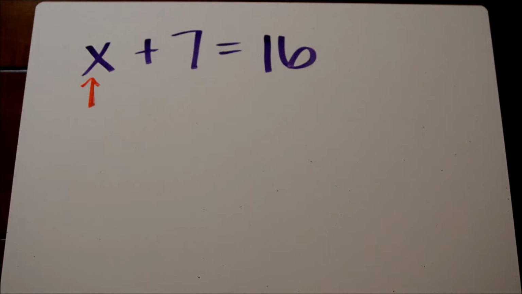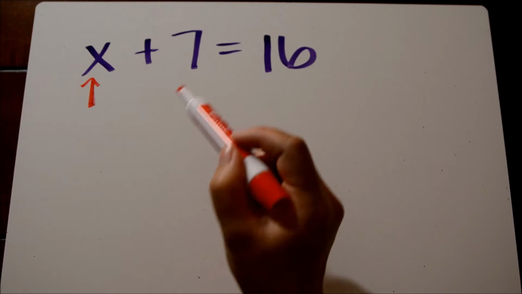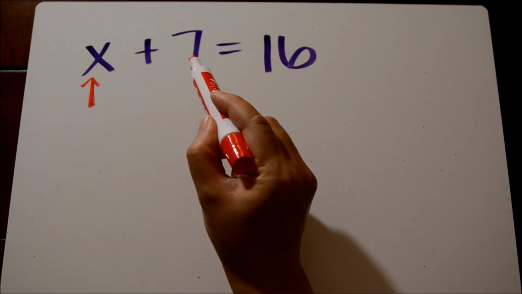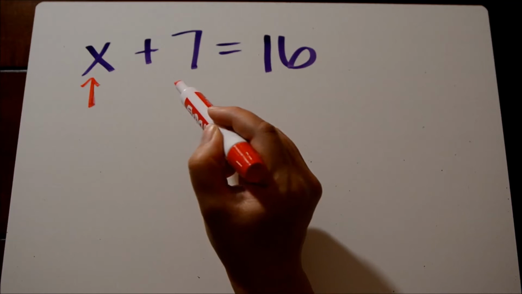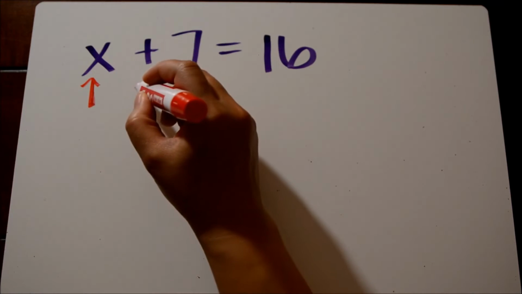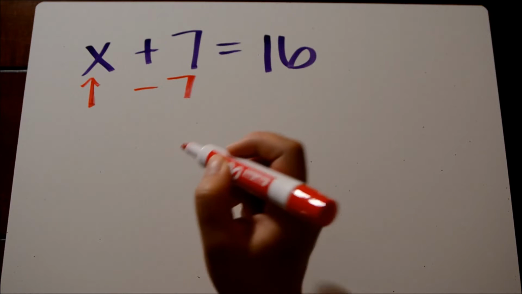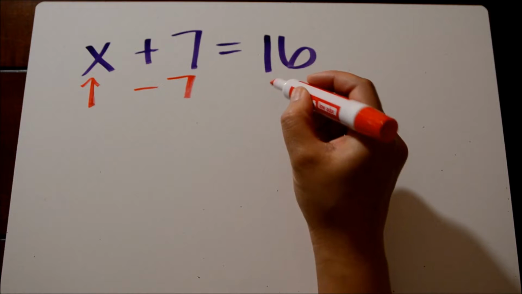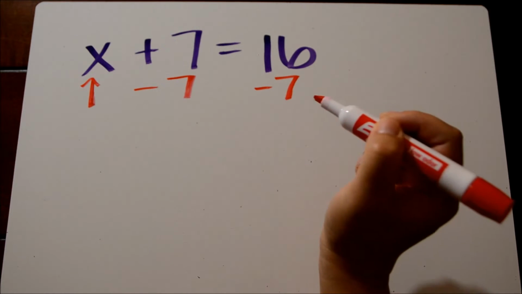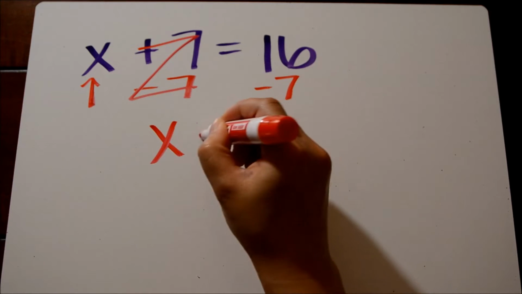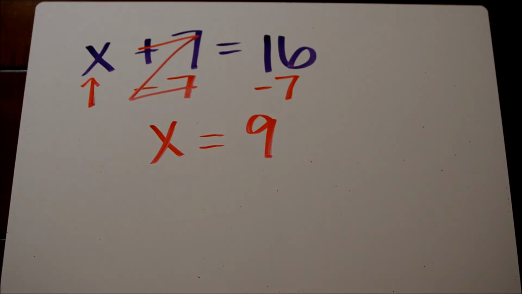The inverse operation that would have to be applied here would be the opposite of addition, because that's what we're trying to undo. So the opposite of addition would be subtraction. So we're going to subtract 7 on this side, and whatever we do to one side of our equation, we have to do to the other side of our equation. So we're going to subtract 7 over here. Positive 7 minus 7 zeroes out, and we're left with x is equal to 9, which we already knew because 9 plus 7 is equal to 16.